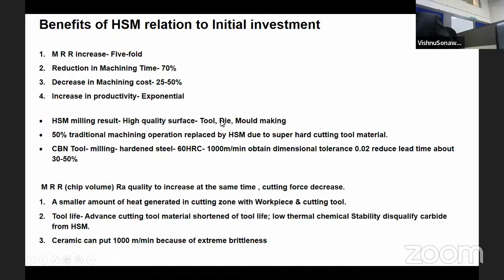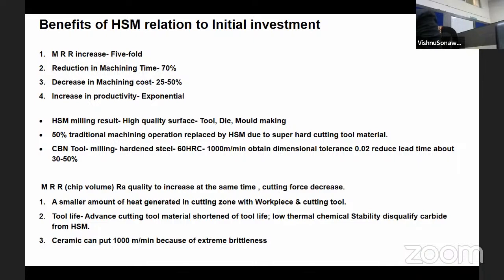But what are the benefits of high-speed machining compared to the conventional machining speed? The material removal rate is 5 times greater than the conventional machining speed. Automatically, the machining time is reduced by 70%. The machining cost is reduced by 25 to 50%. Productivity automatically increases exponentially. High-speed milling results in a high-quality surface.